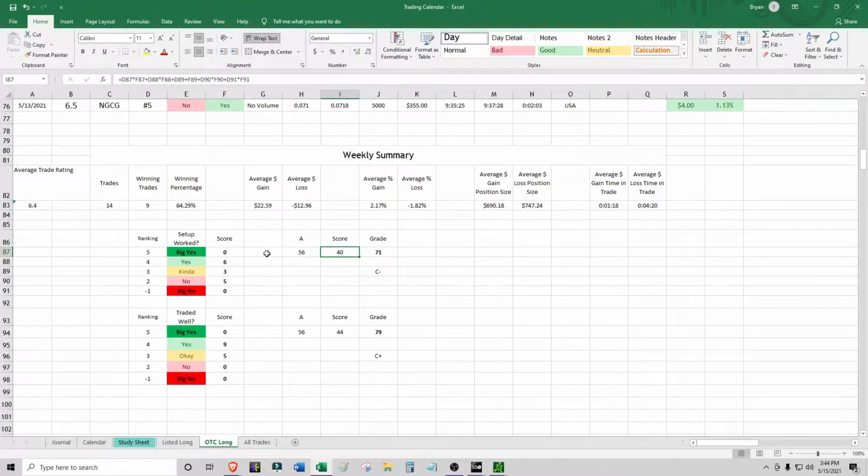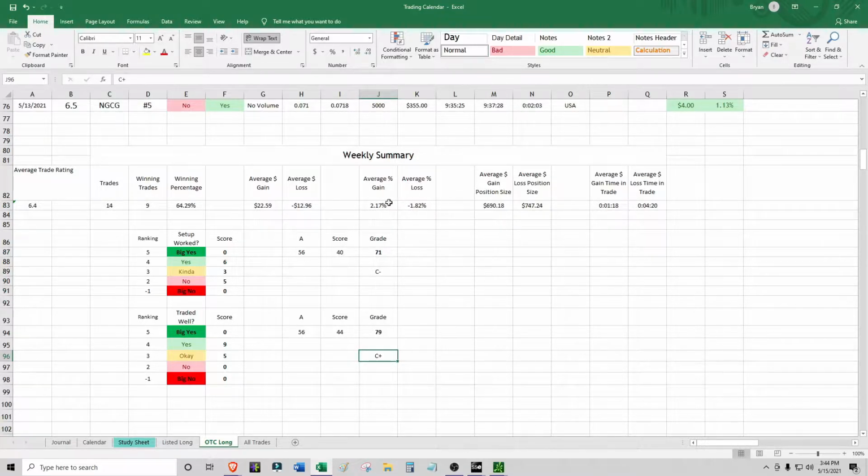Here's a grade, and I don't feel too bad getting a C minus because I'm just trying to experiment and try new setups, although some of these were morning panic bounce plays that weren't really that good. I'm going to go over every single trade, but that's what I have right now. It's a C+. I like my winning percentage. Traded well, I think this is okay. That's basically what it averages out to, and okay, but I could totally do better.